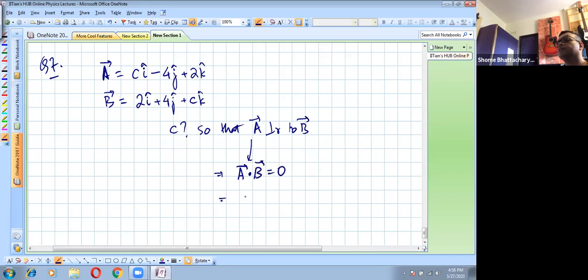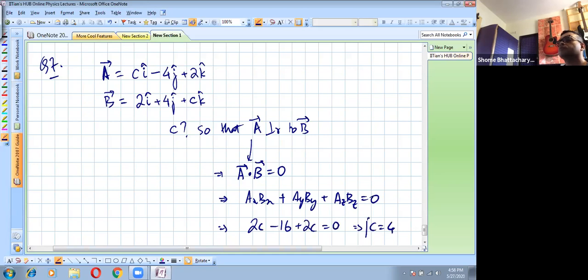So that implies that Ax into Bx plus Ay into By plus Az into Bz should be 0. So just substitute now. So you can see 2C minus 16 plus 2C. So C value will be 4. Okay. So fairly straightforward, 7th question. So note down that part and let's come to 8th question.